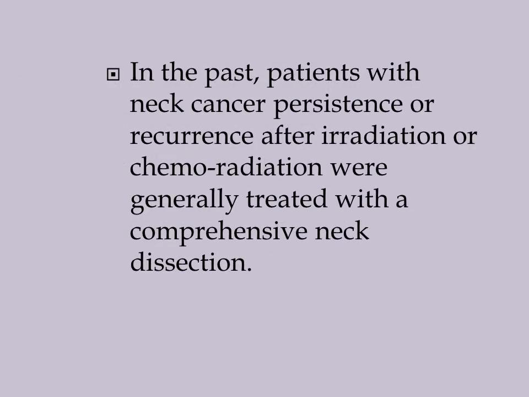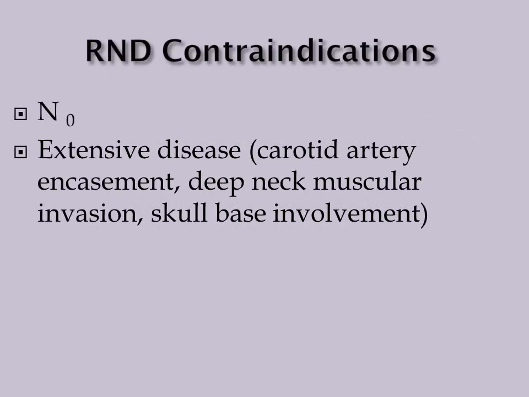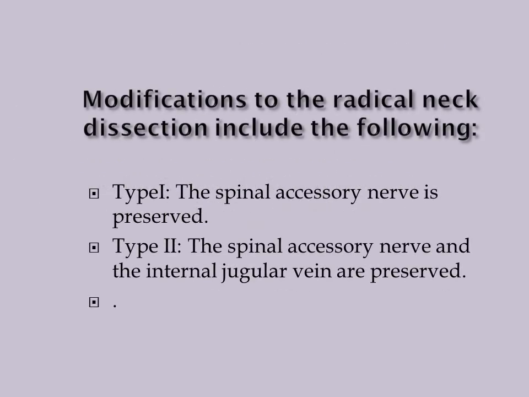In the past, patients with neck cancer persistence or recurrence after irradiation or chemoradiation were generally treated with a comprehensive neck dissection. Radical neck dissection contraindications: N0, extensive disease, carotid artery encasement, deep neck muscular invasion, and skull-base involvement. Modifications to the radical neck dissection include the following.